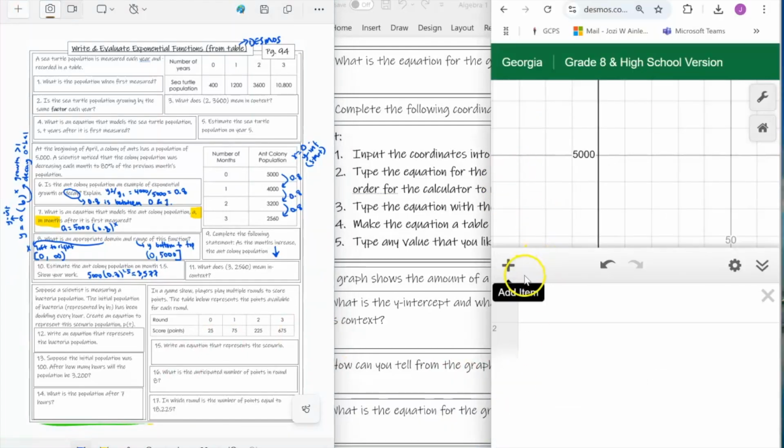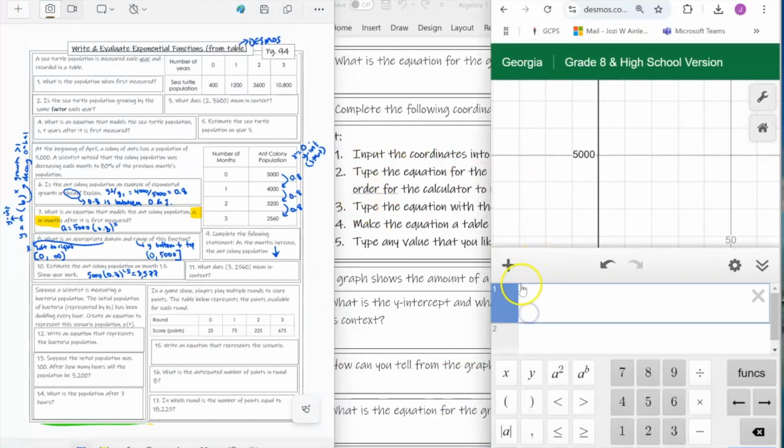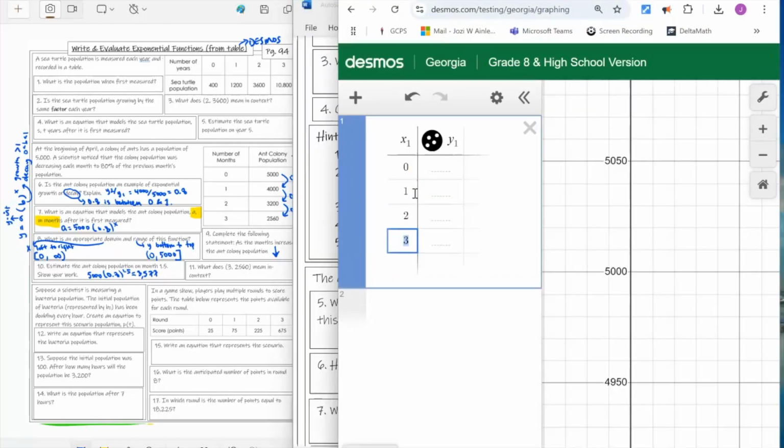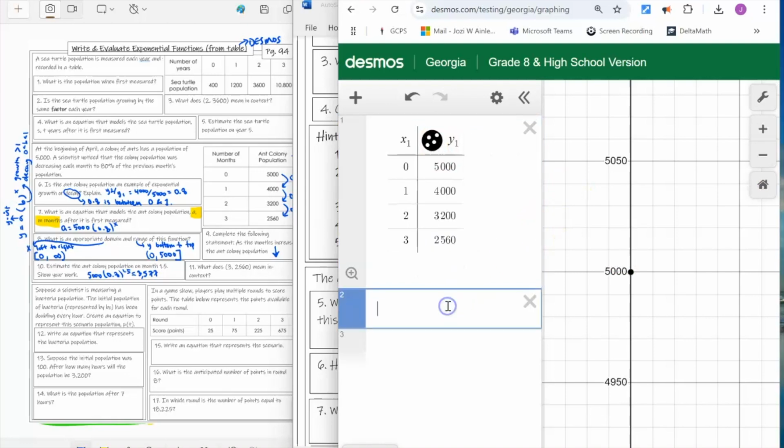All right, so it says input the coordinates. So how do I input the coordinates? I click table and I put in the coordinates. So I'm going to put 0, 1, 2, 3, and then it goes 5,000, 4,000, 3,000, 3,200, and then 2,560. All right, so I put in the table.